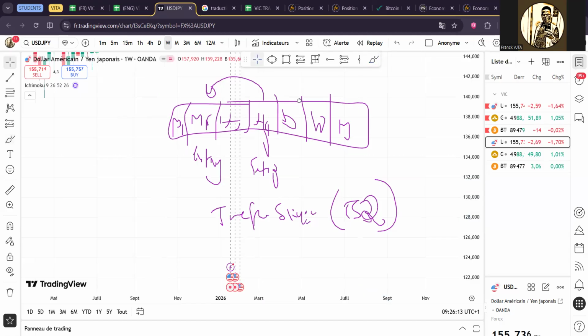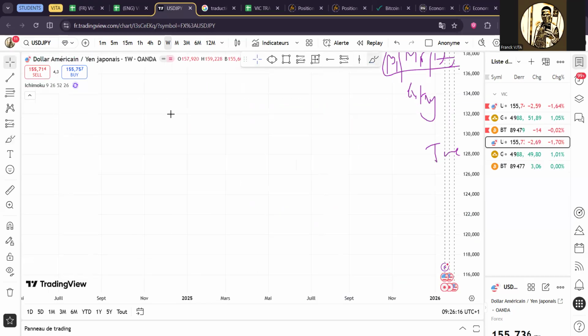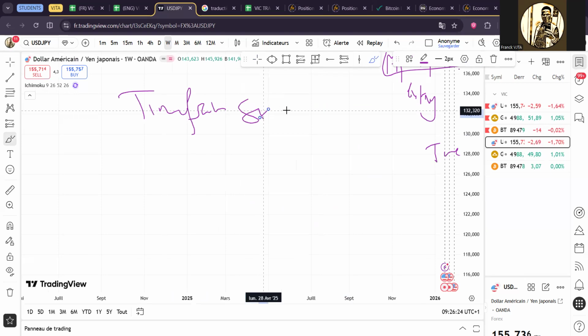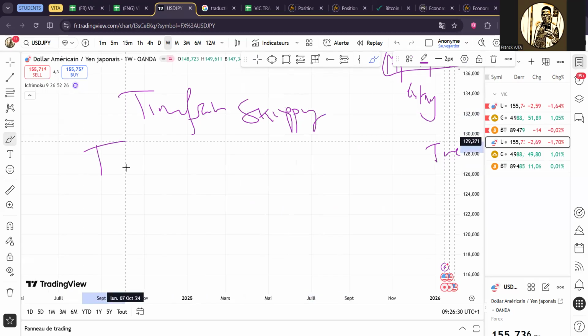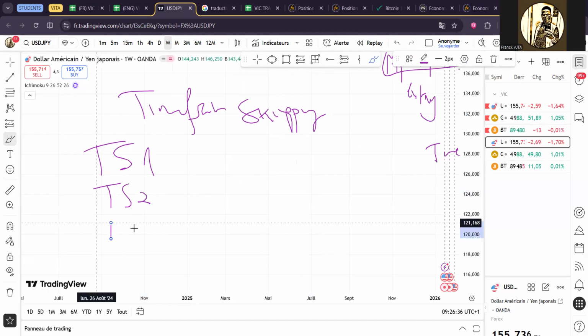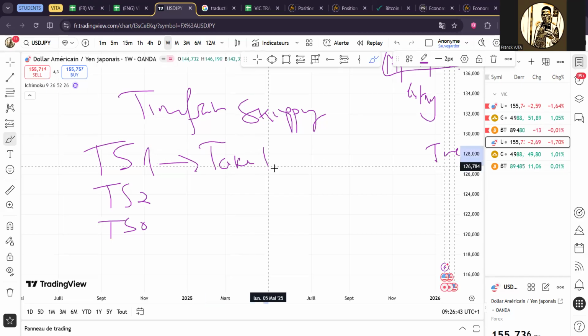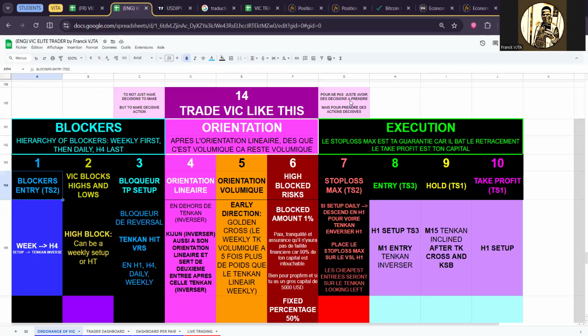Okay, so let me talk a little bit for one second about the time frame skipping. You need to understand that we have three types of time frame skipping: the TS1, the TS2, and the TS3. The TS1 is for the take profit. I will talk to you about it when we arrive at the execution, and at holding the position.